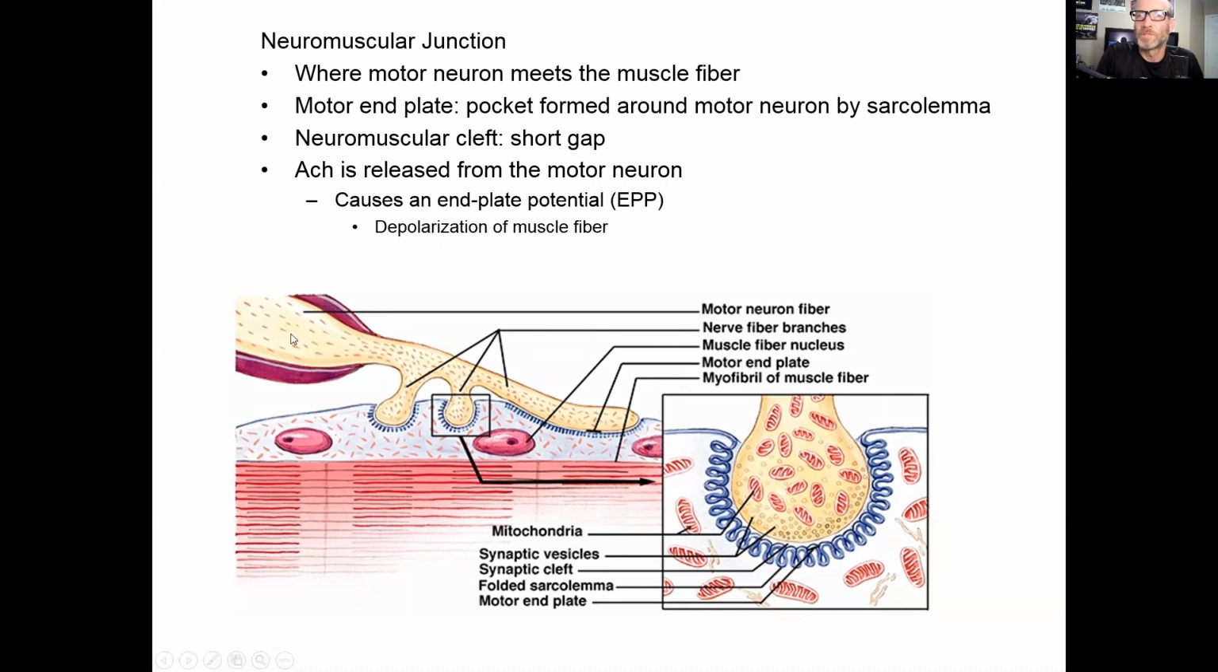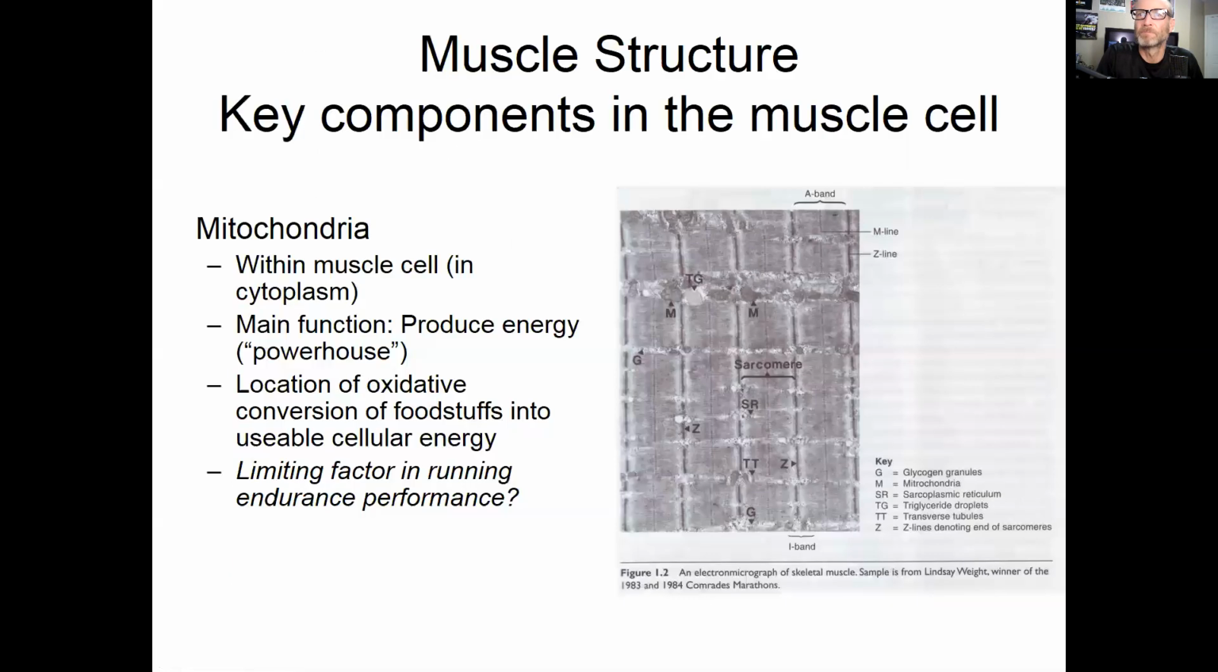When a motor signal comes down the motor neuron, it causes a release of acetylcholine that jumps this gap and causes a depolarization on the cell wall of the muscle cell, and then that motor signal continues to go along the cell wall. And as I mentioned in the previous slide, it goes down inside the T-tubule, ultimately causing release of calcium.